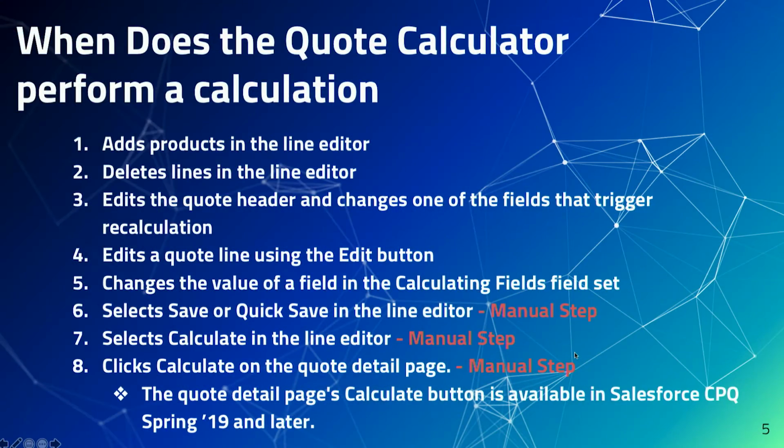So the pricing engine hits in multiple different places. The ones that we're most concerned with are these last three. So either the save and the quick save inside the quote line editor, the calculate, which is also inside the quote line editor, and then there's a new feature, which was just introduced, I think, in the previous release of Salesforce, where there's now a calculate on the quote itself.